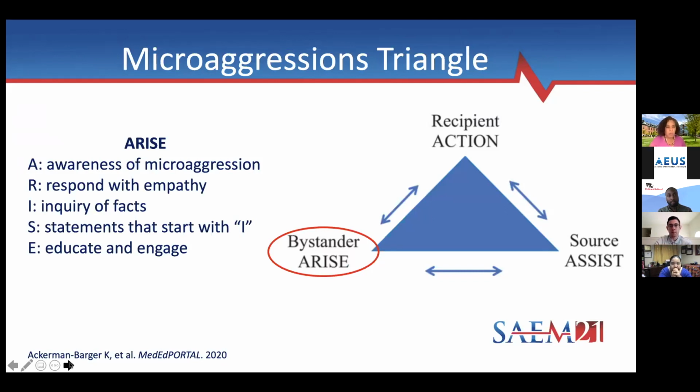Ask, what did you mean by that? Tell them, well, I noticed that when this happened, this is how people felt. And if you don't want to say anything right then, if you're in front of a patient, a colleague, or an attending, whatever, you still may want to bring this up later because you'd like to support your colleague or whoever was the target of it.